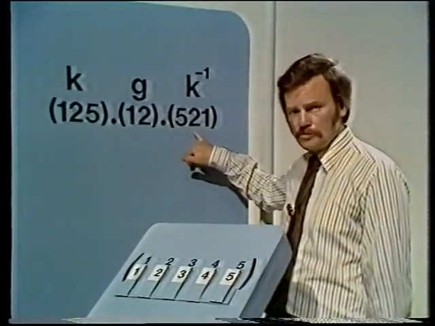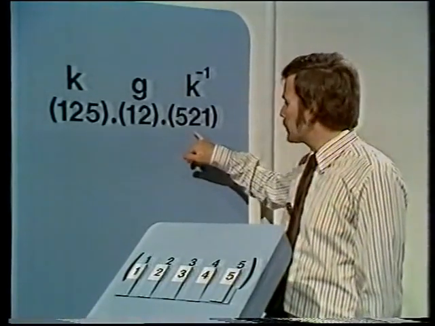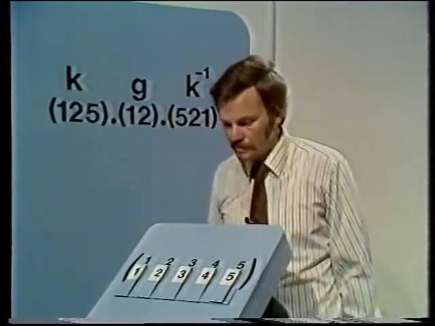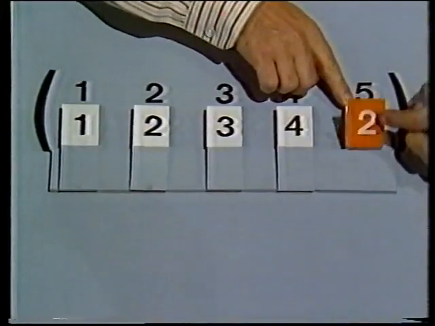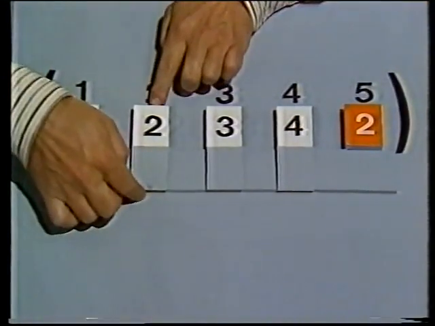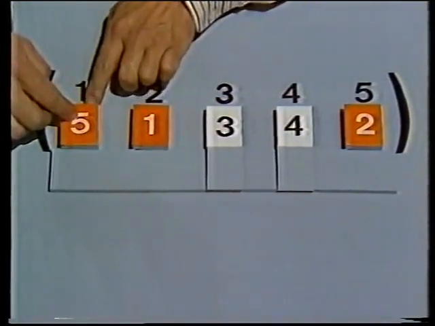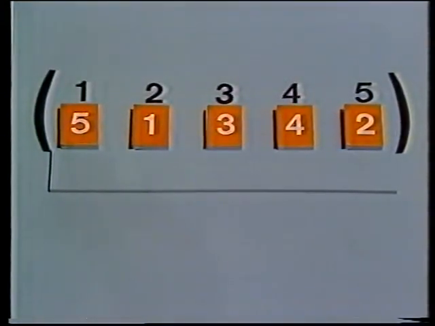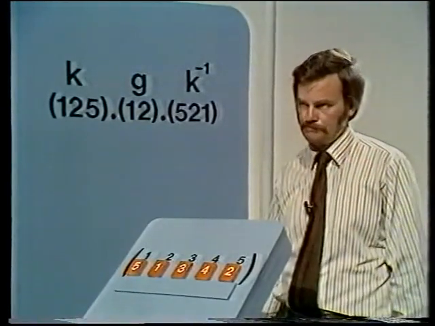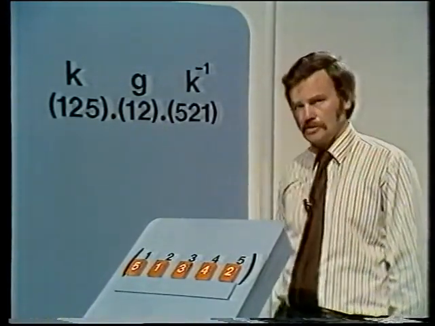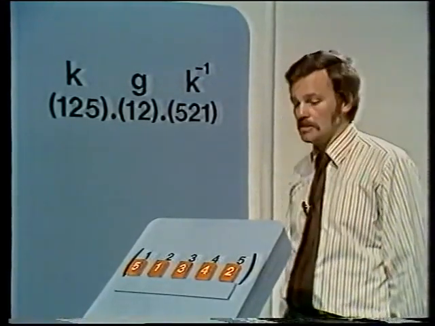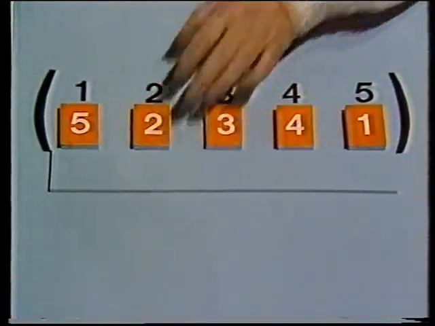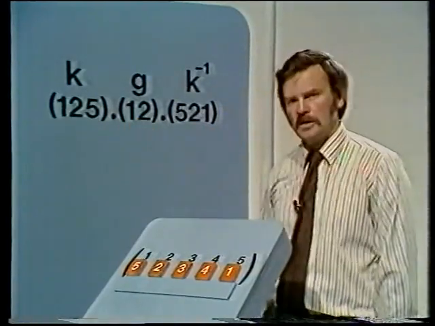So, first of all, we want to apply K inverse. K inverse was the permutation which takes 5 to 2, 2 to 1, and 1 to 5. Well, to do that, rather than move them, I'm going to pull these labels up. 5 goes to 2, 2 goes to 1, 1 goes to 5, and 3 and 4 are fixed. There, in 2-line form, is the permutation K inverse. Next, we want to do G. G interchanges 1 and 2. Well, let's actually do that. We'll interchange 1 and 2, and then we want to apply K.